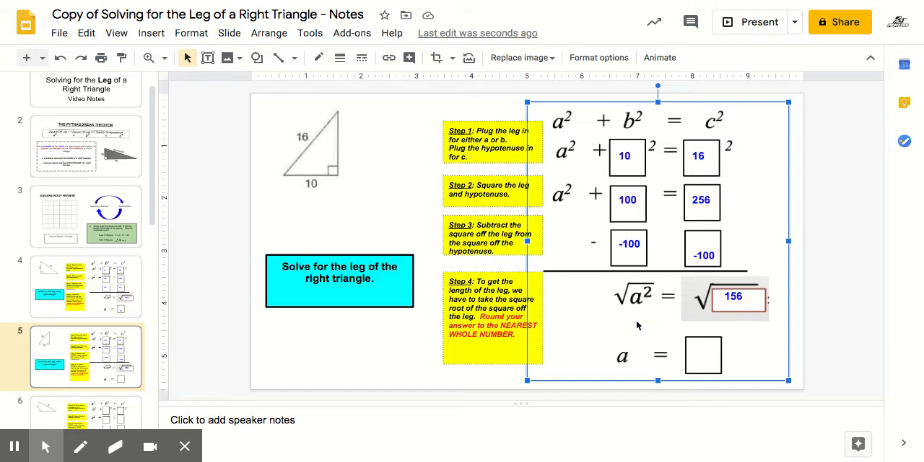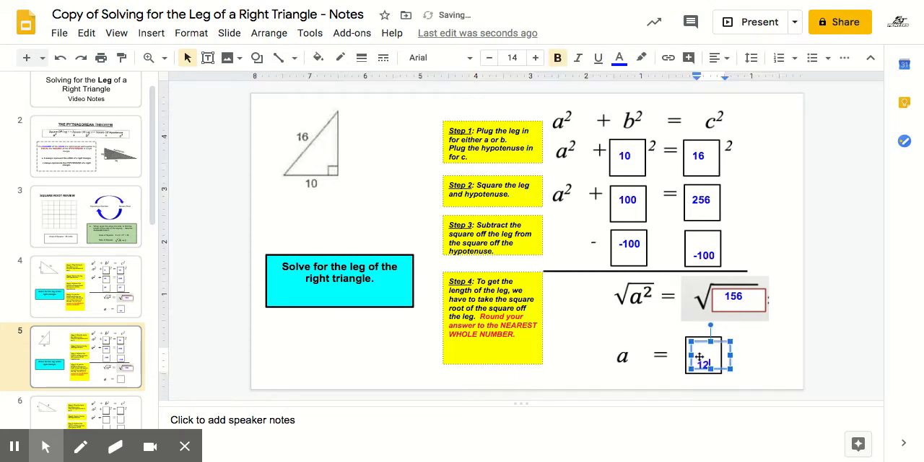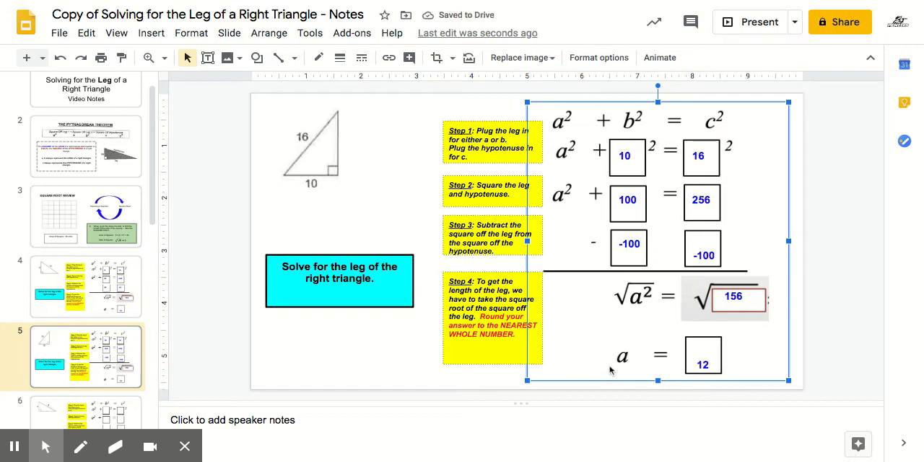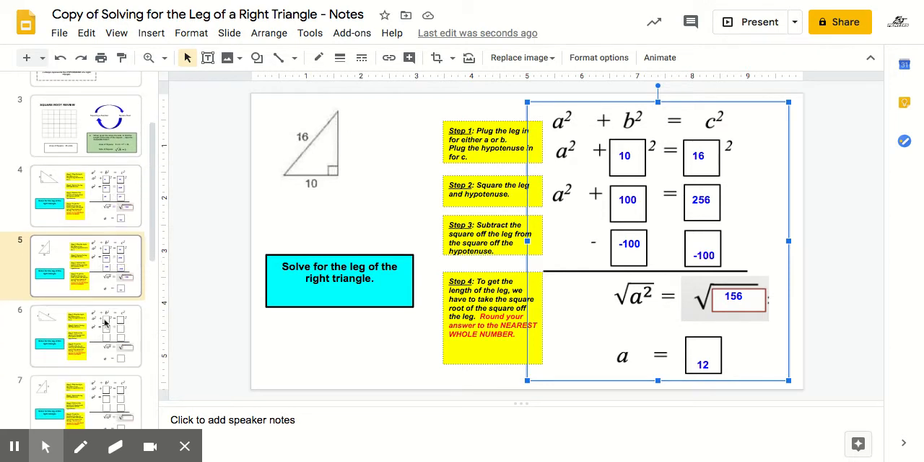Remember though, what we do to one side of the equation, we must do to the other. So if I'm taking the square root of this side of the equation, I must also take the square root of this side of the equation. So the square root of a squared is simply a, and the square root of 156 is 12. So again, we get a is equal to 12, which tells me that the length of this leg of the triangle is equal to 12. Okay, guys, we're basically just plugging in numbers and then simplifying and solving an equation.